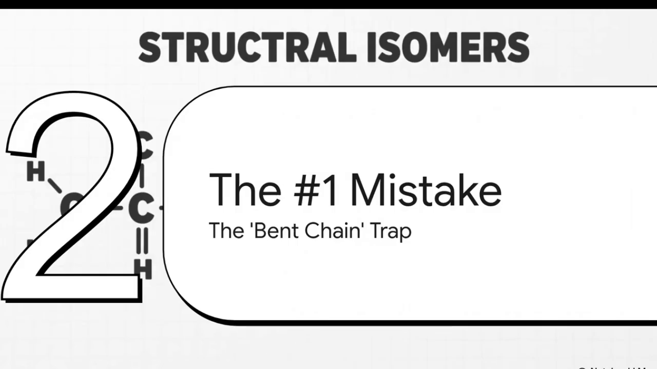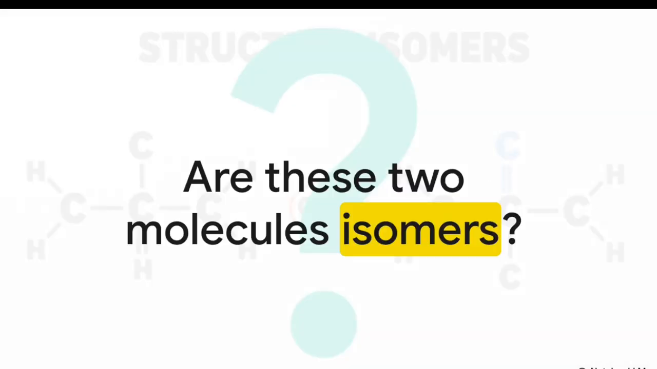All right, I need you to pay really close attention here. This next part is where so many students lose marks. Examiners absolutely love setting this trap, but after this, you are not going to be fooled. So here's the question for you. Take a good look at this molecule. Is this bent structure an isomer of a straight-chain butane?